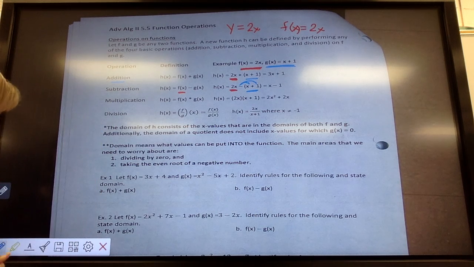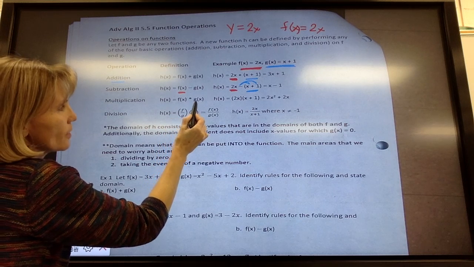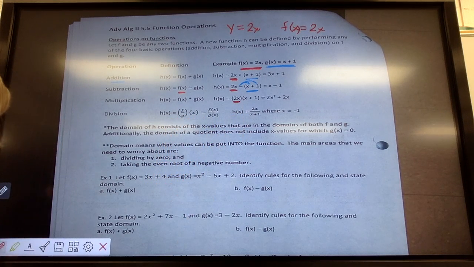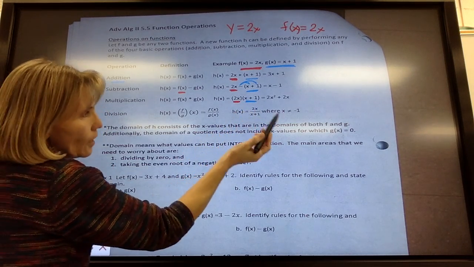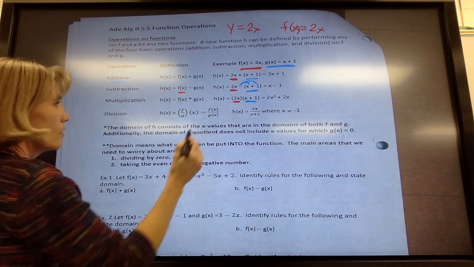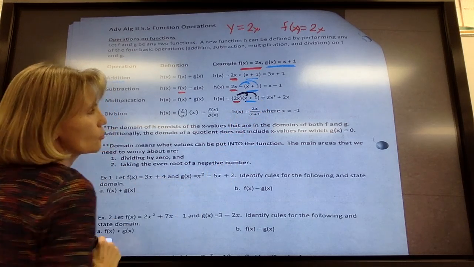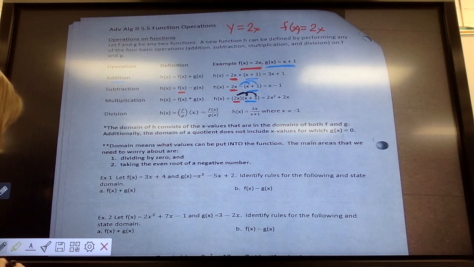Okay, we can multiply functions together. We're going to take f of x and multiply it times g of x. So here's my f of x function again, just 2x. And my g of x function is x plus 1. How do I multiply those together? Well, I just have to distribute here. So I'm going to take 2x and distribute. 2x times x is 2x squared. And 2x times 1 is 2x.